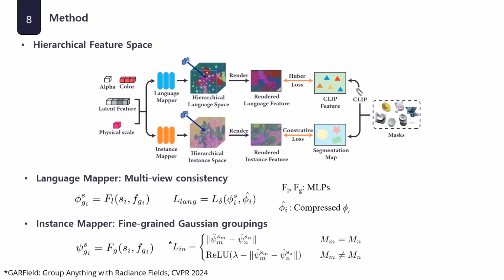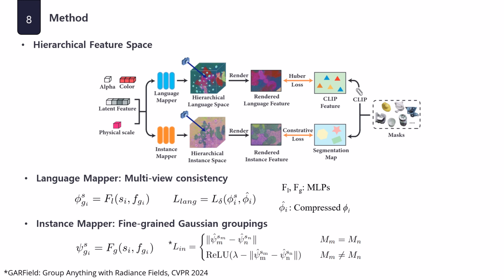Now we arrive at the core of feature learning, the hierarchical feature space, which involves the language mapper and instance mapper. As we've discussed, each Gaussian has its initial latent feature and is associated with a physical scale derived from its corresponding mask. The physical scale and the latent feature of a Gaussian are passed through a lightweight MLP, the language mapper, to produce a language feature. This learned language feature is then rendered into image space.